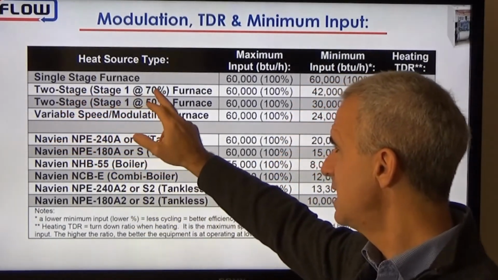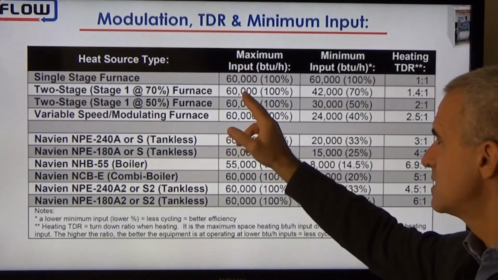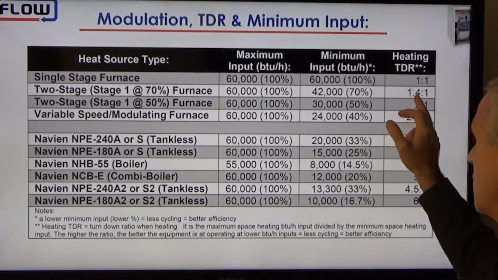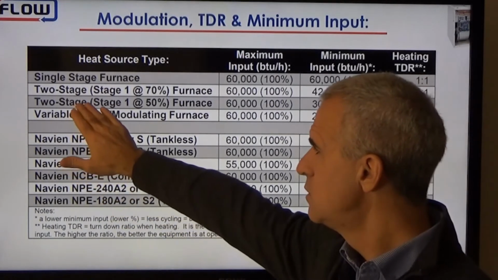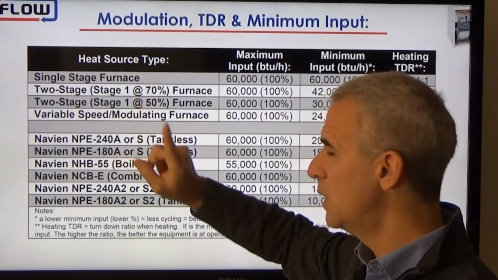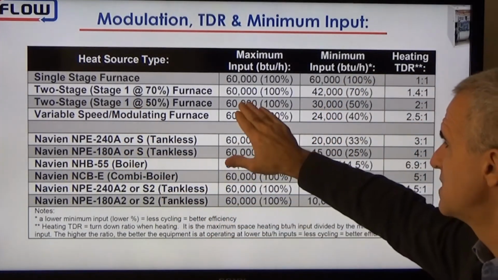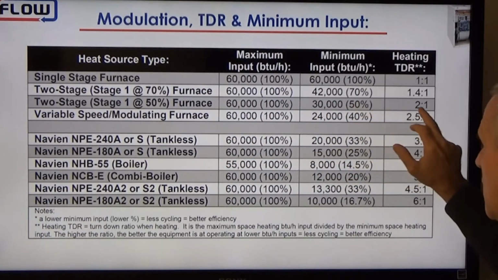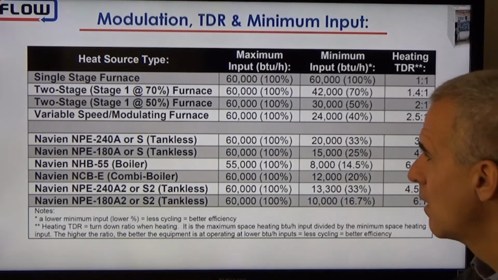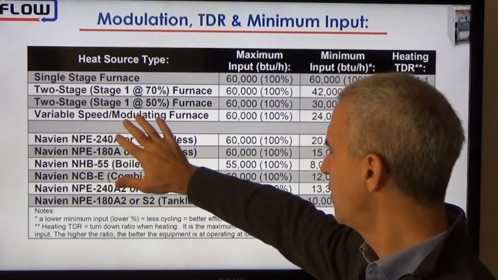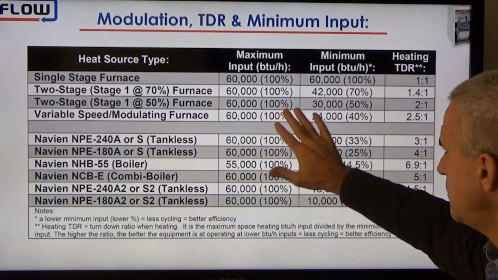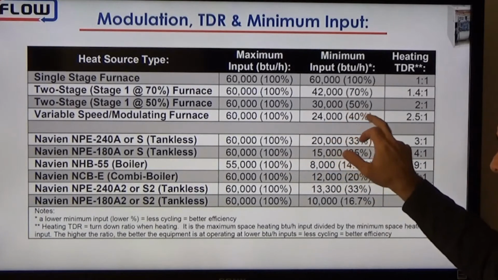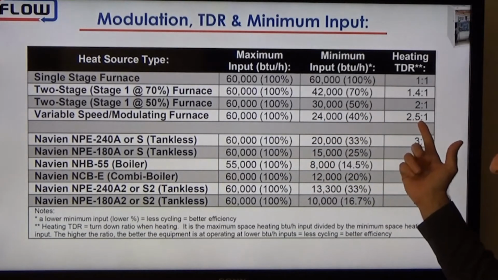Two-stage furnace with stage 1 at 70%. Again, maximum is 60,000, minimum 42,000 BTUs. Turn down ratio of 1.4-to-1. Two-stage furnace with stage 1 at 50% of maximum. So we have 60,000 as our maximum, 30,000 as our stage 1 at 50%, giving us a turn down ratio of 2-to-1. And we have a variable speed modulating furnace, again 60,000 BTU, with our minimum input of 24,000 or 40%. That gives us a turn down ratio of 2.5-to-1.